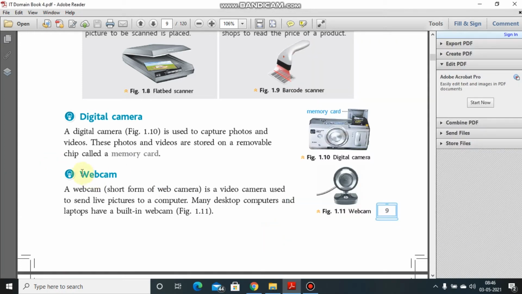We'll be concluding with a small part of webcam. I will again start. Webcam is the short form of web camera. It is a video camera used to send live pictures to a computer.